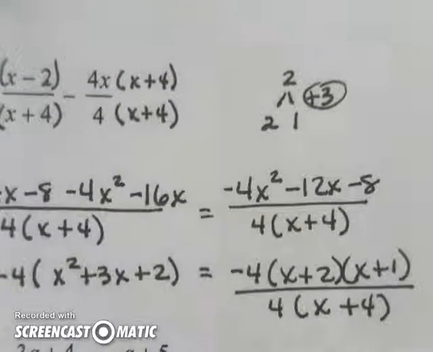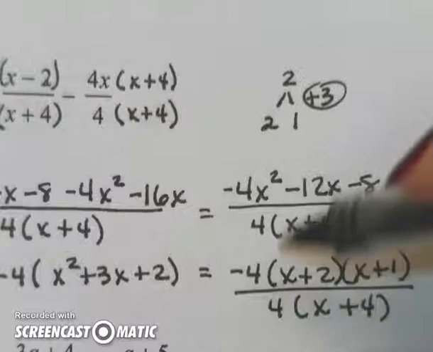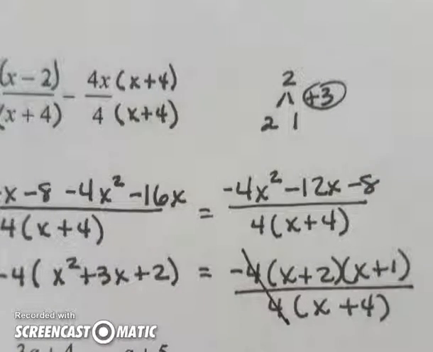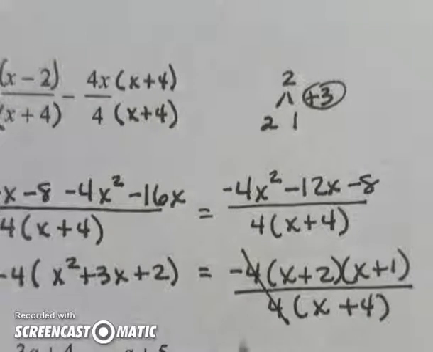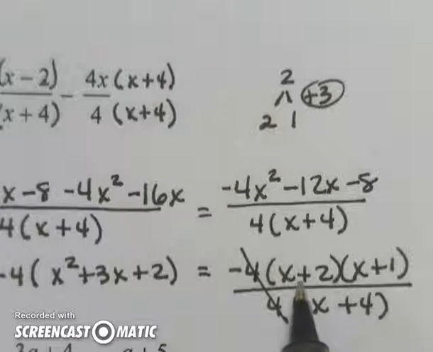I am almost finished with this problem. I notice that my 4's are still there, so they can cancel out. And my remaining answer is negative x plus 2 times x plus 1 over x plus 4.